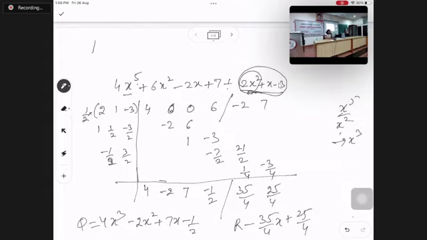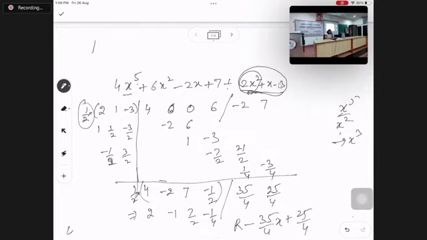But, sorry, here we have multiplied this by half. I forgot this. So here also you need to multiply by half if you have done. So this is your modified. So this is going to be 2, minus 1, 7 by 2, minus 1 by 4. So quotient here will be 2x³ minus x² plus 7 by 2 x minus 1 by 4. This is the answer. Okay.